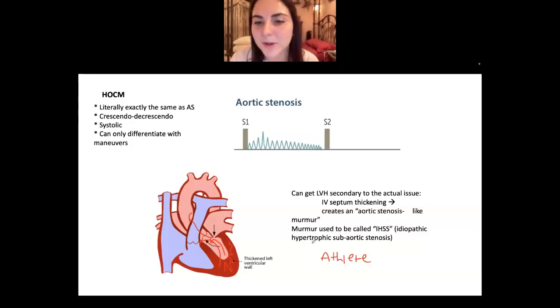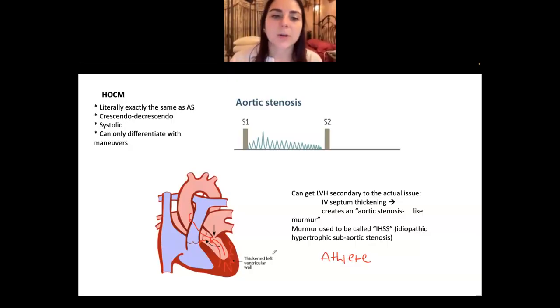Oh yeah, here it is. This murmur used to be called IHSS, idiopathic hypertrophic subaortic stenosis, because it's so similar to aortic stenosis in every regard, including the type of person that gets it. But yeah, back to the athlete with this.